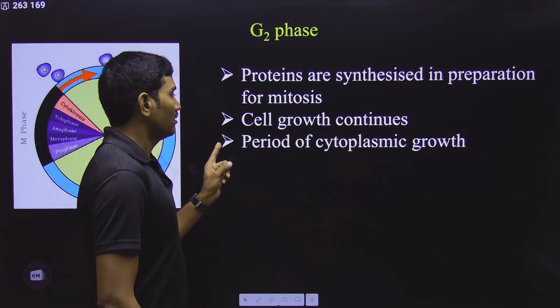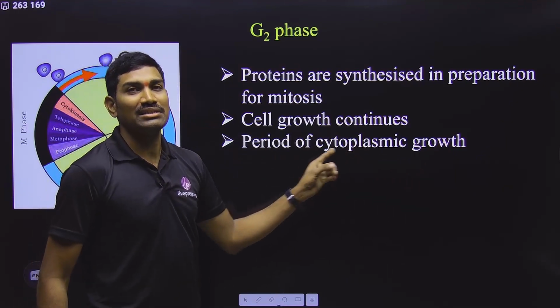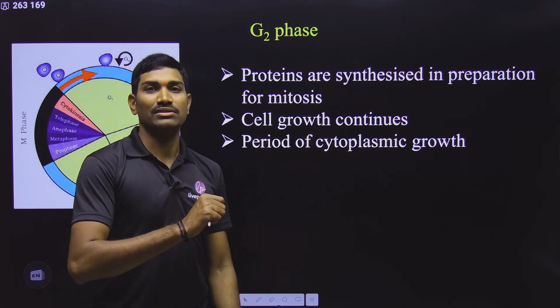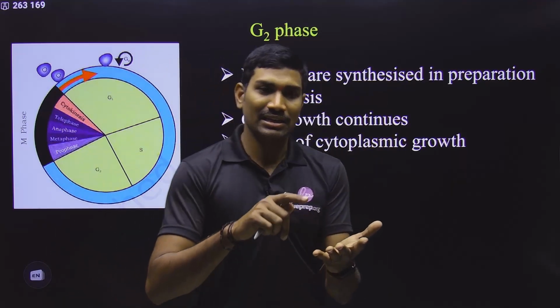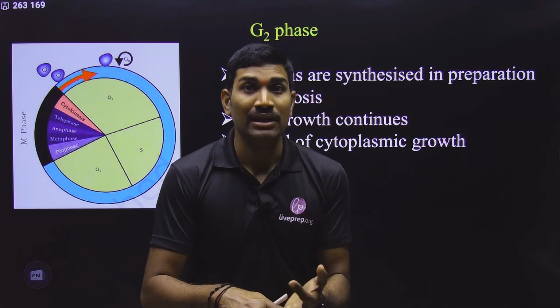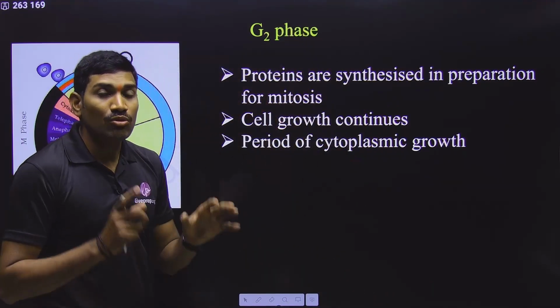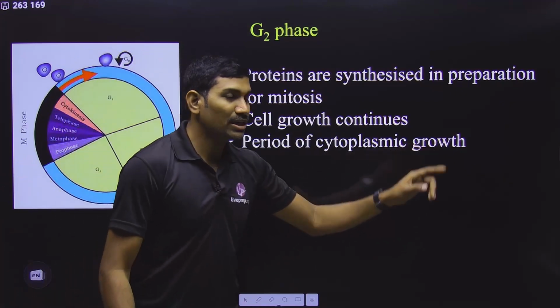But read the summary. In the summary, they said that G2 phase is the period of cytoplasmic growth. What is the meaning of this? Cytoplasmic growth is occurring in G1, S and G2 phases. Still, they said that it is the period of cytoplasmic growth. So, what is the conclusion based on this particular sentence?